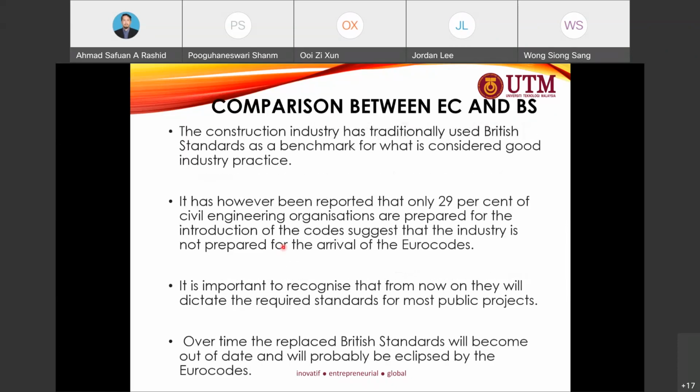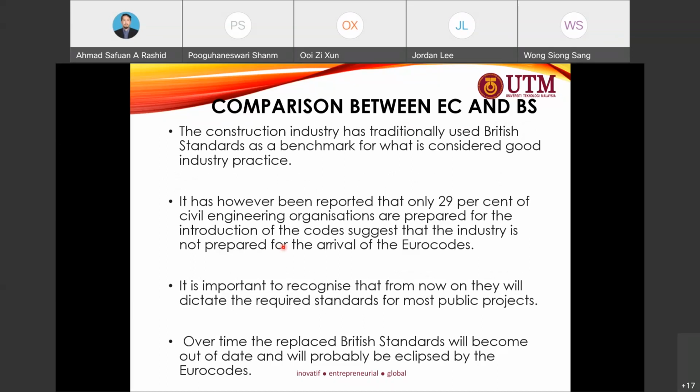So, comparison between EC and BS. The construction industry has traditionally used British standard as a benchmark for what is considered good industry practice. It has, however, been reported that only 29% of civil engineering organizations are prepared for the introduction of the codes, which suggests that the industry is not prepared for the arrival of the codes.